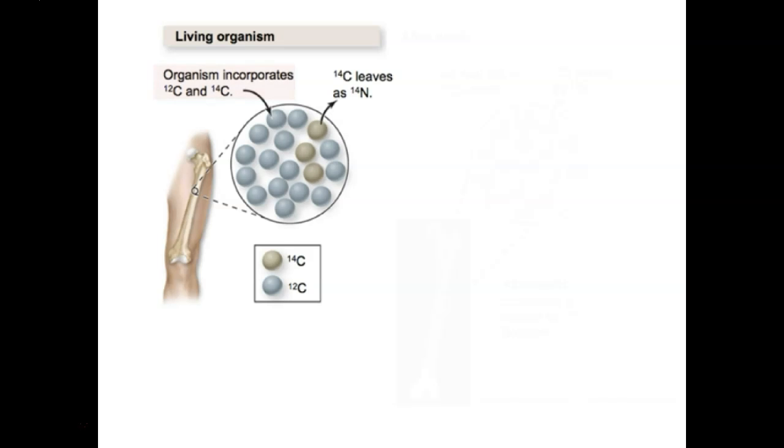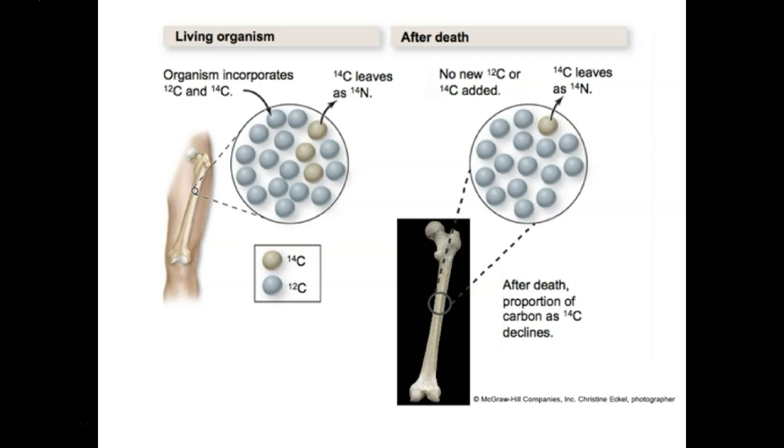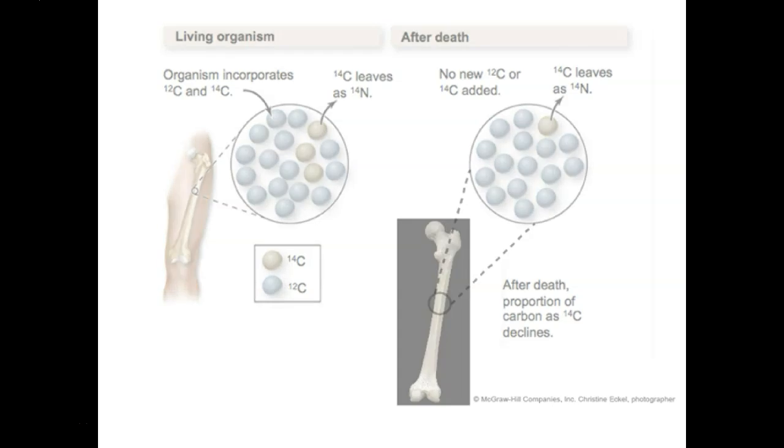While the animal is alive, its ratio of carbon-14 to carbon-12 stays constant, as it continues to obtain both carbon isotopes from its food. However, a dead organism adds no new carbon. Yet carbon-14 continues to decay even after death. The proportion of carbon-14 therefore declines after an organism dies. This fossilized bone has a lower ratio of carbon-14 to carbon-12 than a bone in a living animal. Precisely how much lower depends on how much time has passed since the animal died.